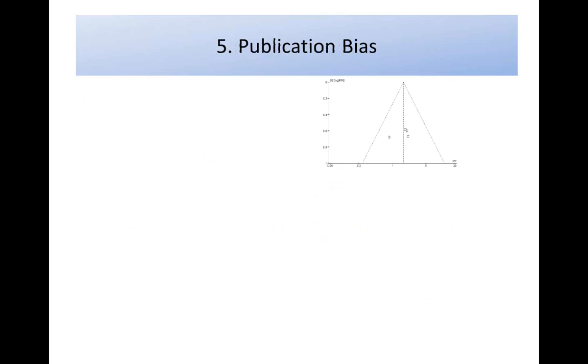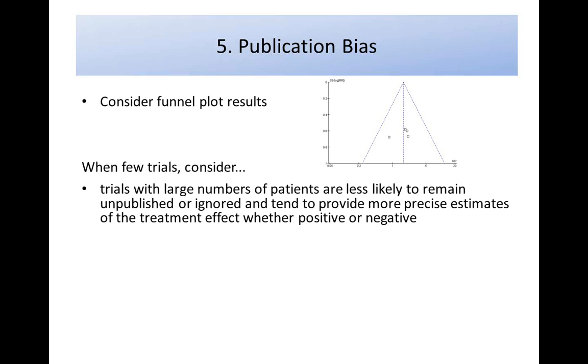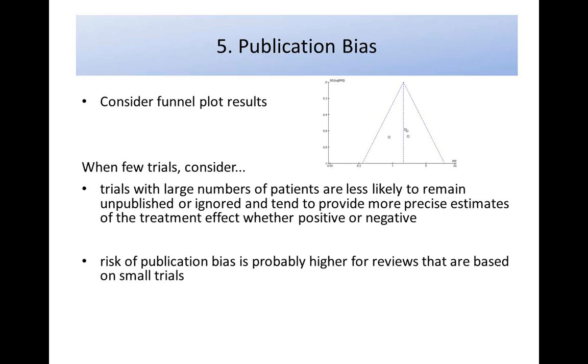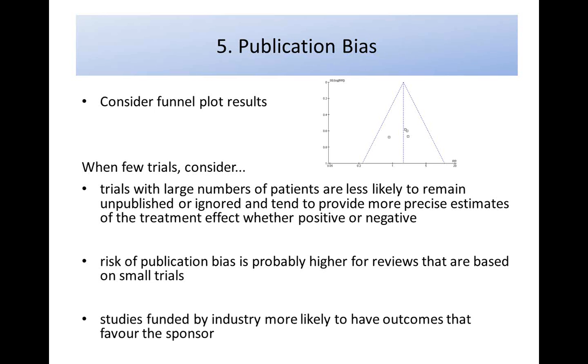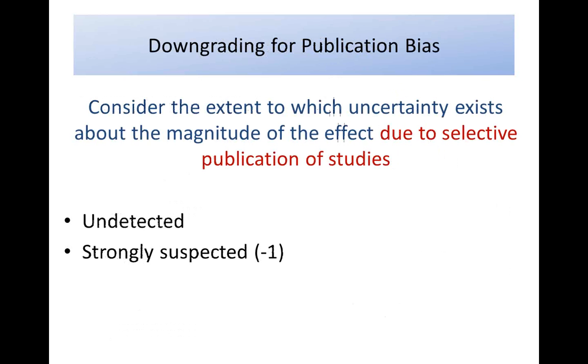The last factor for downgrading is publication bias. You can see a funnel plot there on the screen. So basically they say to consider the funnel plot results. When there are few trials, consider the fact that large trials are probably going to be published and small ones won't, and that therefore risk of publication bias is probably higher for reviews that are based on small trials. And of course we know about industry funding. So we only get to downgrade by 1 point for publication bias.